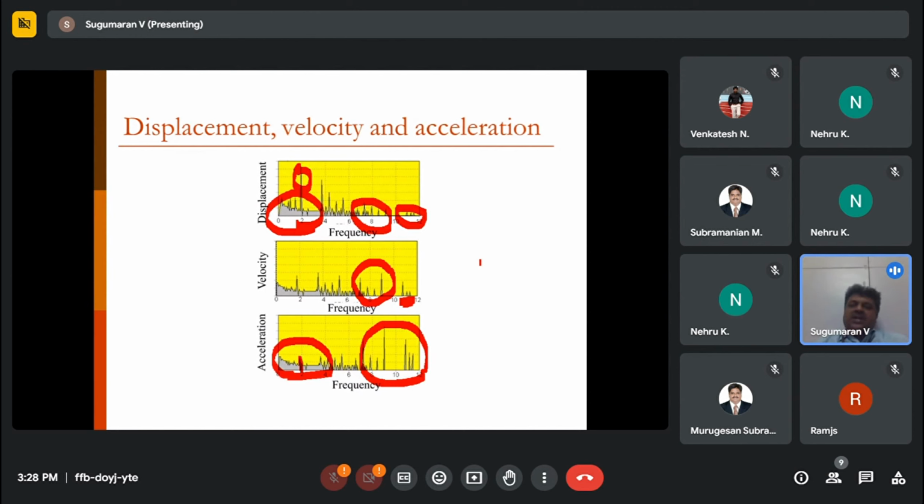There also, because of rotation, there will be some frequency, but the majority of the frequencies will be low frequency. You will be more interested in this area. Here, the peaks are highlighted well if I measure displacement. So whenever the operating speed is less, I'll go for measuring displacement.